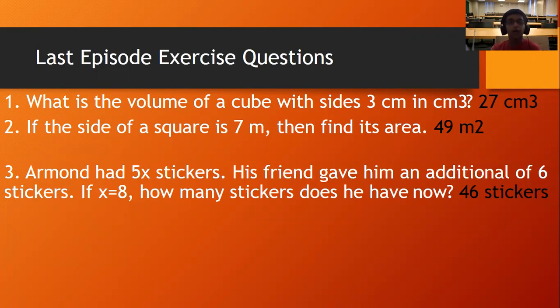Number 3, Armand has 5x stickers. His friend gave him an additional 6 stickers. If x is equal to 8, then how many stickers does he have now? Well, first we need to find out how many stickers Armand had at first. 5x. Now, 5x is basically 5 times x. So now we can substitute x with 8. So 5 times 8, get it as 40. Now his friend gave him an additional 6 stickers. So 40 plus 6, we get 46 stickers.